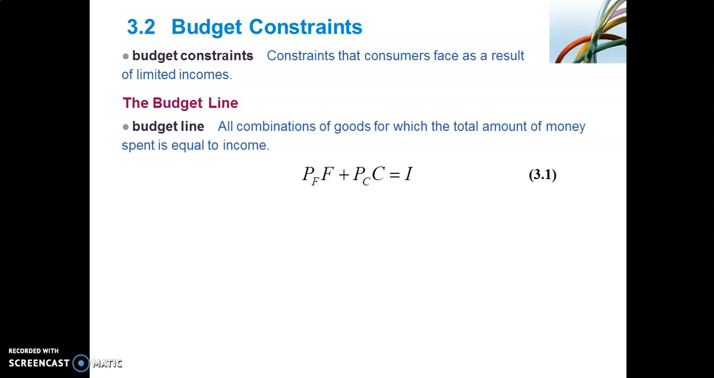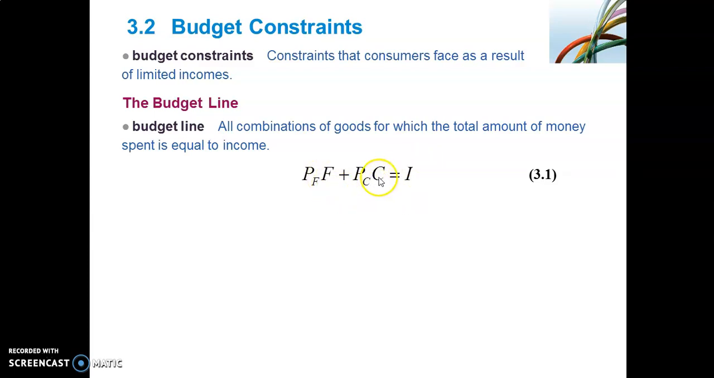A budget line is a useful device. It represents all combinations of goods for which the total amount of money spent is equal to the income. So, what does that mean? Let's look at equation 3.1. In this equation, let's identify the variables we have. I represents the total income.